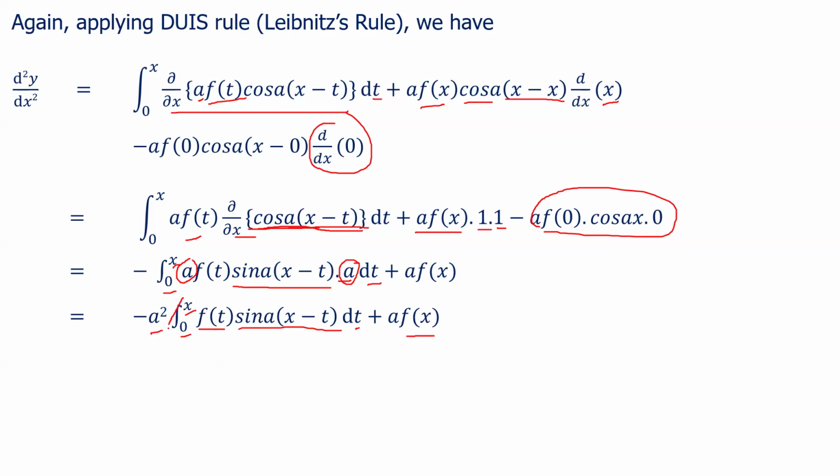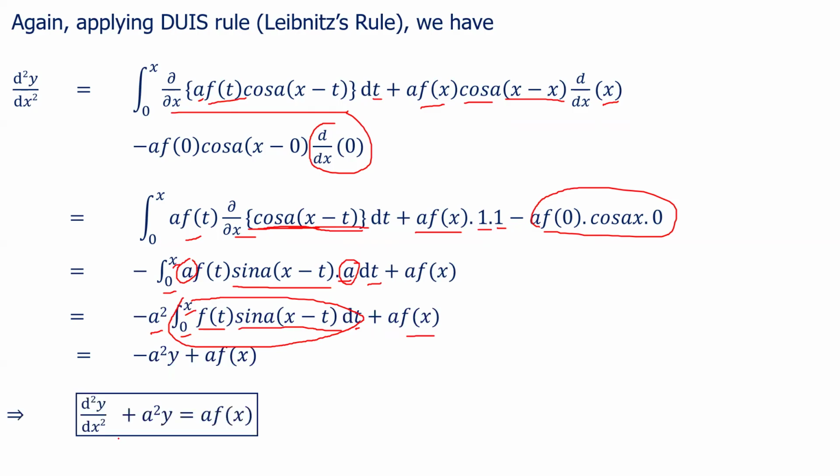Now this is nothing but y. So this can be written as minus a square y plus a f of x, which gives us d2y/dx square, if we transpose this to the left hand side, plus a square y, which is equal to a times of f of x, which is the desired result. Hence proved. Thank you.